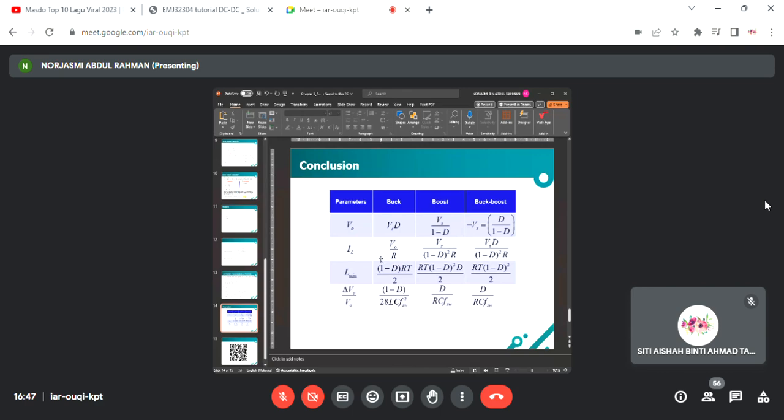And for the voltage ripple, for the buck converter it is given by (1 minus D) divided by 2 times, I think, divided by 8 LC frequency squared. For the boost converter, D divided by RC switching frequency, and for the buck-boost converter, D divided by RC switching frequency. I'm not sure about the buck converter. I think there is some mistake. I will correct the mistake later and upload the latest version of the notes. Alright, that's all for the buck-boost converter.